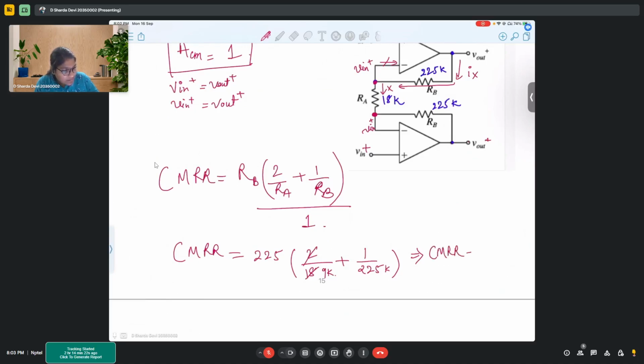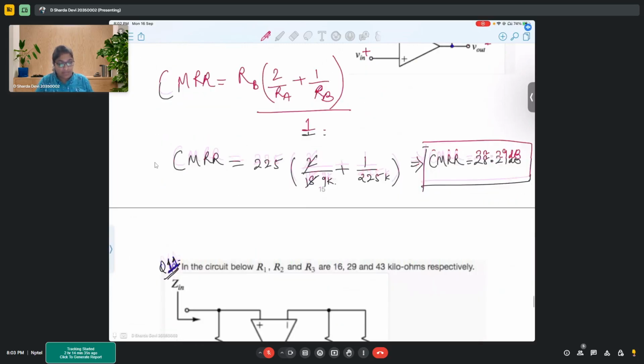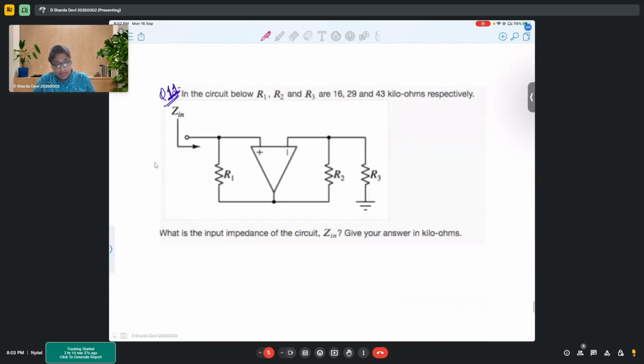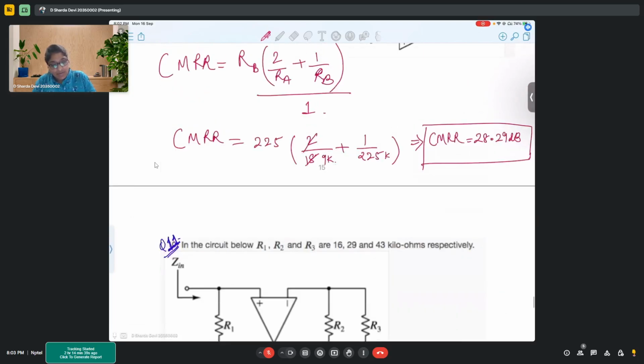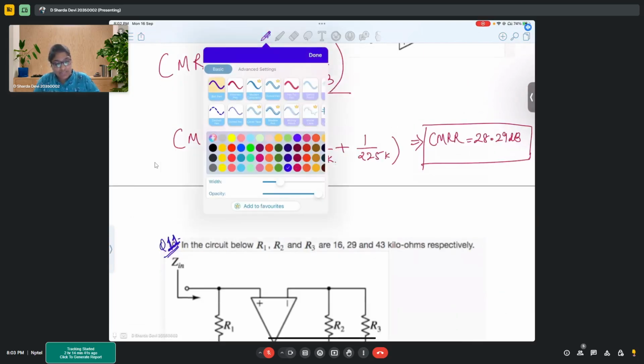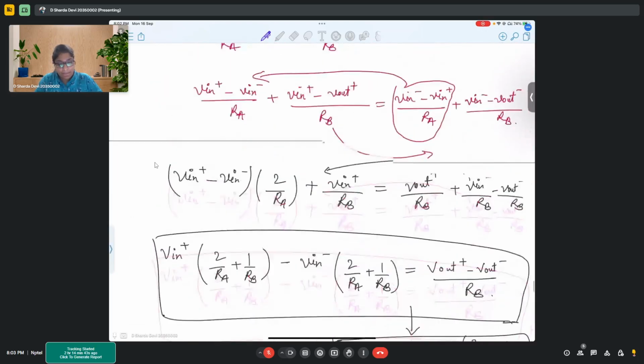CMRR is always reported in dBs, so it is 28.29 dBs. Okay, the value of CMRR is 28.29 dBs. Now, is this clear how we solved the problem? This problem is clear, right?